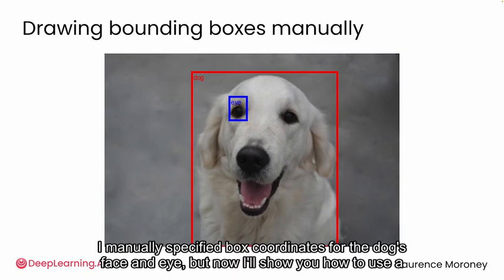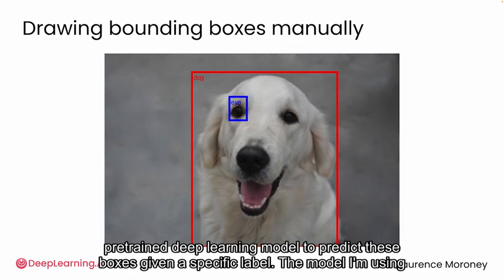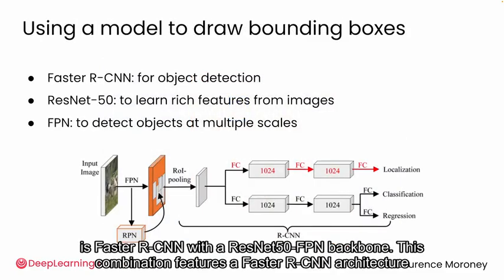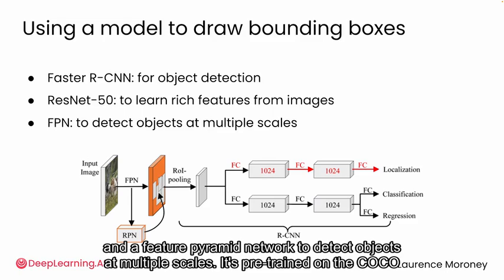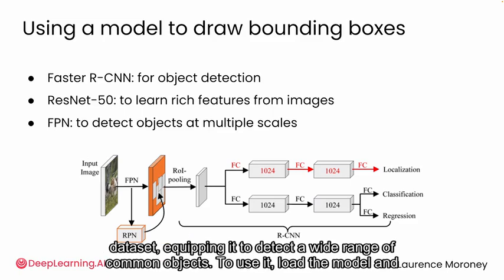In this example, I manually specified box coordinates for the dog's face and eye. But now I'll show you how to use a pre-trained deep learning model to predict these boxes given a specific label. The model I'm using is Faster R-CNN with a ResNet50 FPN backbone. This combination features a Faster R-CNN architecture for region proposal and classification, a ResNet50 backbone for feature extraction, and a feature pyramid network to detect objects at multiple scales. It's pre-trained on the COCO dataset, equipping it to detect a wide range of common objects.